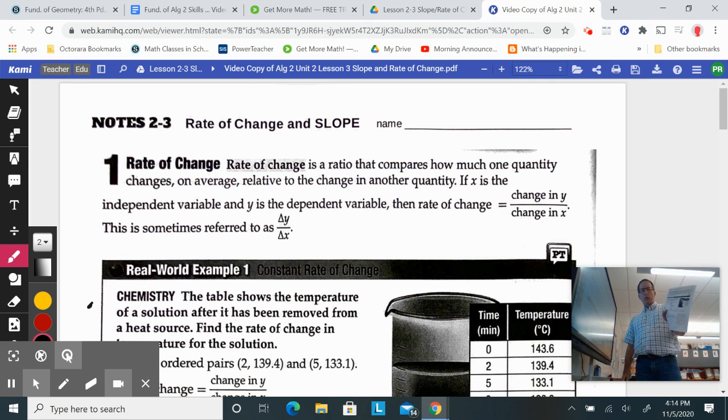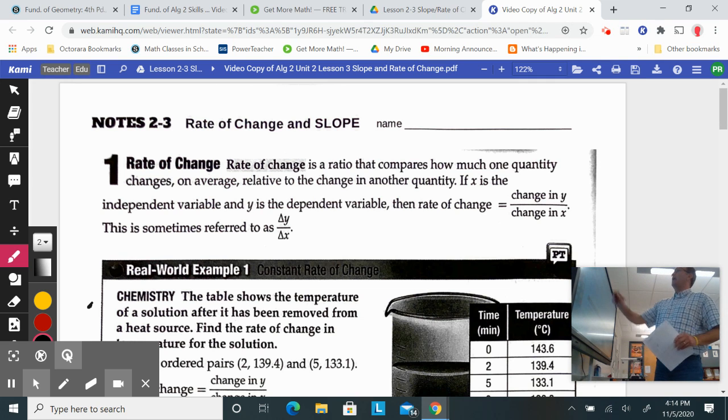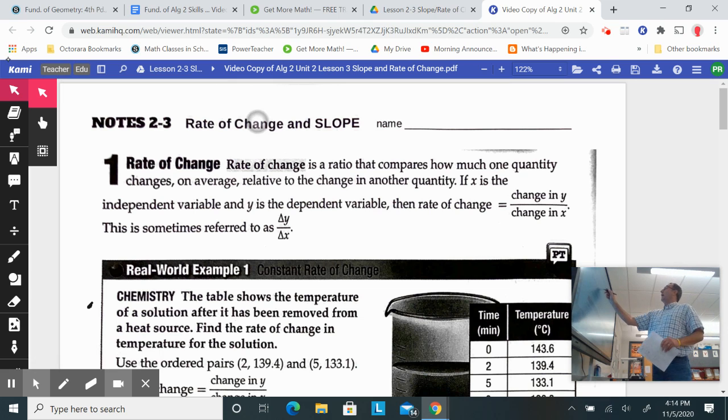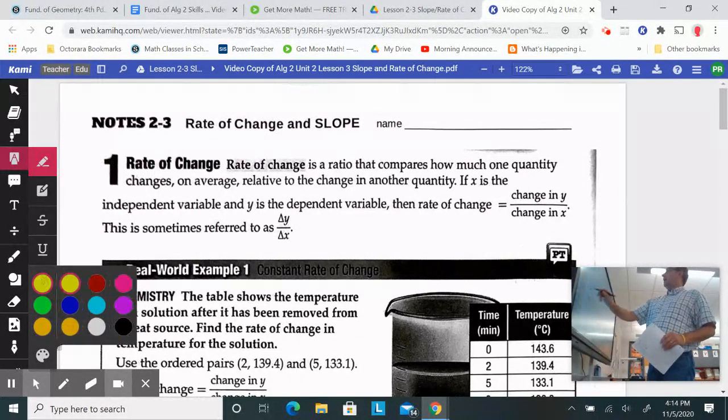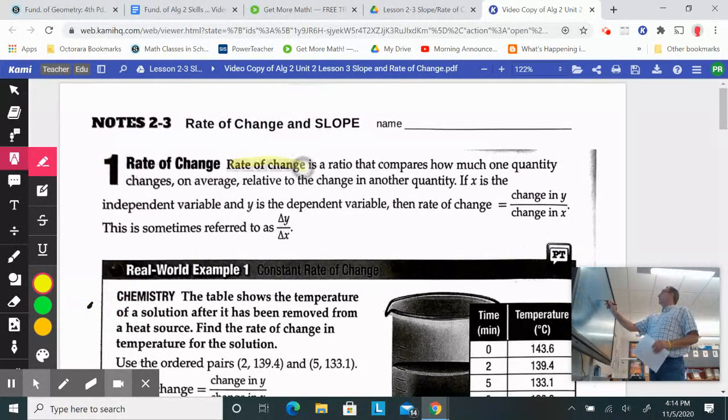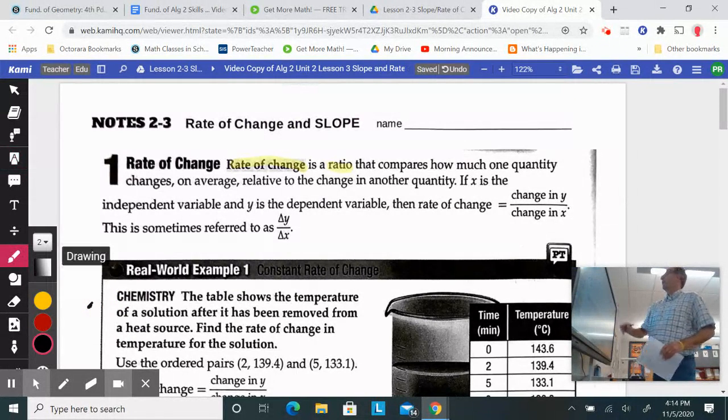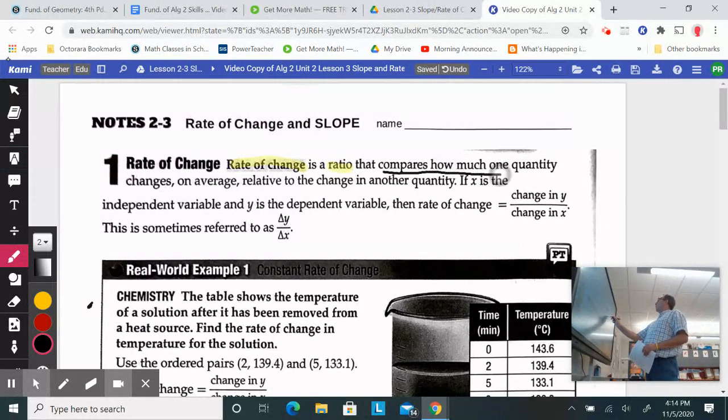All right, in lesson 2.3, we're going to talk about rate of change. We're talking about rate of change, which is very similar to slope. It's synonymous with slope. Rate of change is a ratio, and it compares how much one quantity changes on average relative to the change in another quantity.